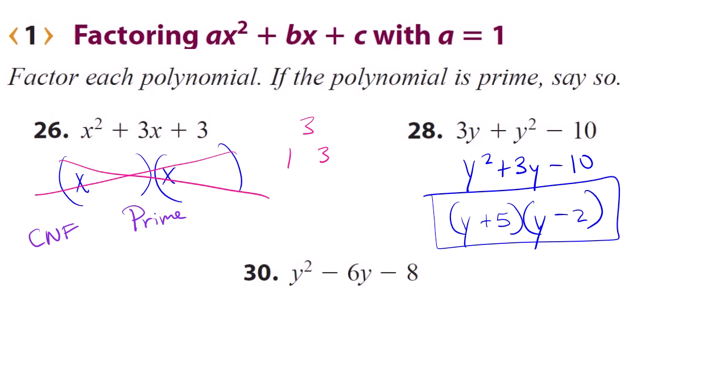All right, so let's see number 30 here. So here I'm looking for numbers I can multiply to get 8 that I can subtract to get 6. And remember the factors of 8 are 1 and 8, 2 and 4, right? So none of those have a difference of 6. If that was a plus, we'd be in business, right? But it's a minus, and so we don't have such numbers that work, and so we could call this prime, or you can put CNF.